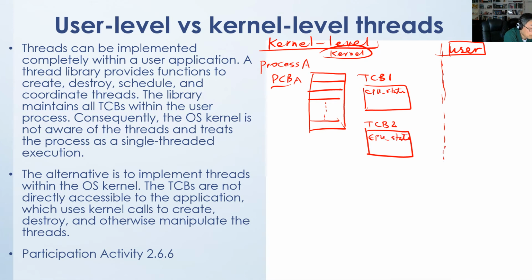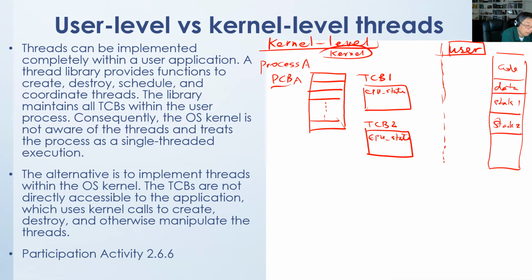Now, when you look at the diagram, it's very similar. Again, you have a code, you have a data, you have a stack 1, stack 2, which basically store the temporary information for the thread 1 and the thread 2, and then you have a library, right?